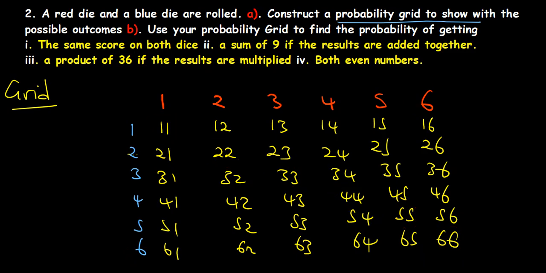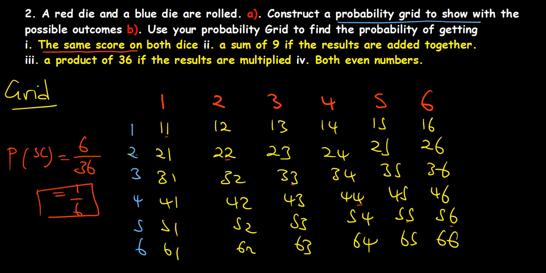Okay, so we're going to say probability of the same score is just going to be equals to, we've counted them there, 1, 2, 3, 4, 5, 6. So that would be 6 divided by the total number of possible outcomes, just 36. So you can reduce this, it will be 1 over 6. So this here will be the probability for the same score. Right, so that's how we can find that one.